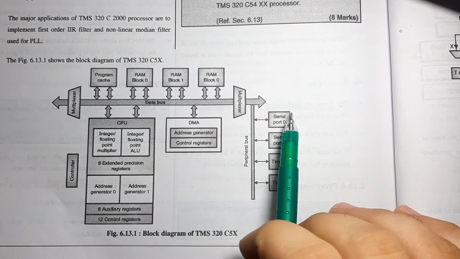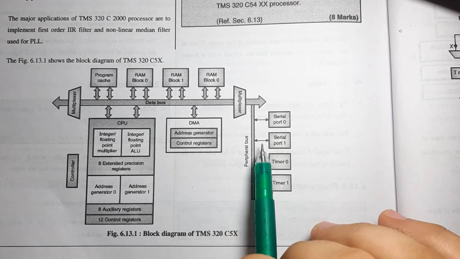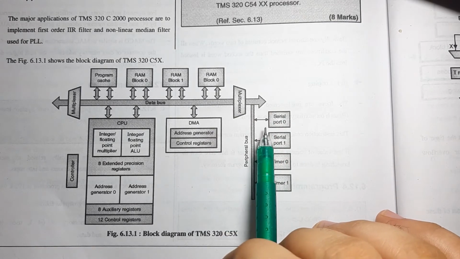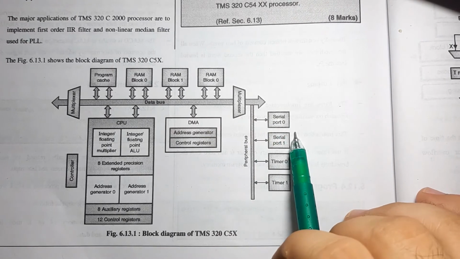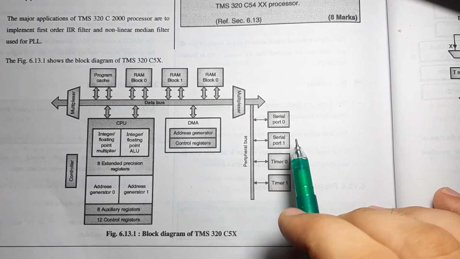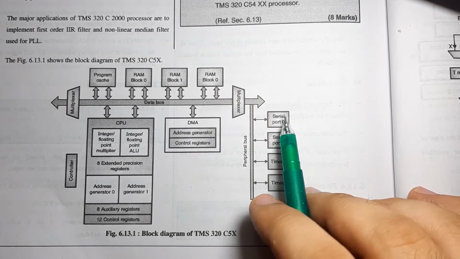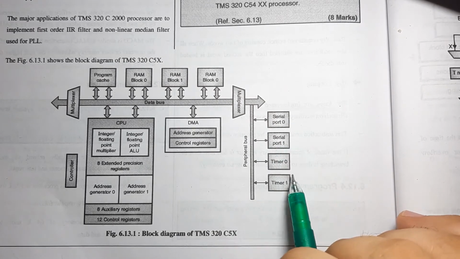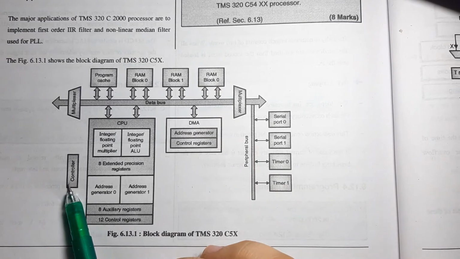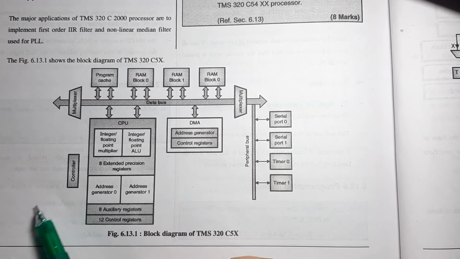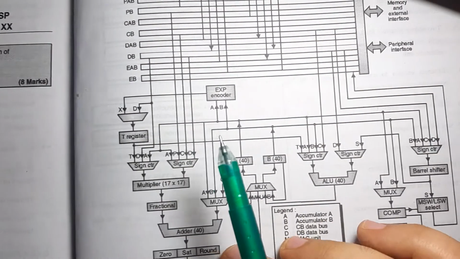Then over here you have four connections. Sorry, two for serial input output, and two for timer. Then again you have a controller present over here. So yes, let's begin with the actual diagram.